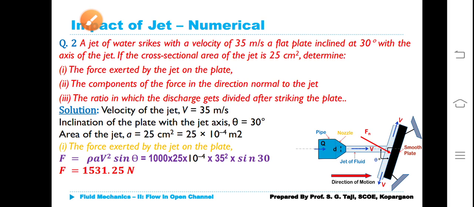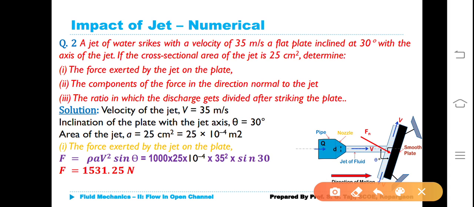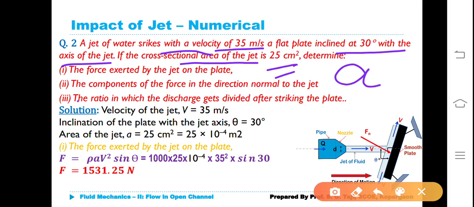Another numerical problem. I will change the color of the pen to violet. A jet of water strikes with a velocity of 35 meters per second a flat plate inclined at 30 degrees with the axis of the jet. If the cross-sectional area of the jet is 25 centimeters squared, he has directly given here small a. Determine the force exerted by the jet on the plate.